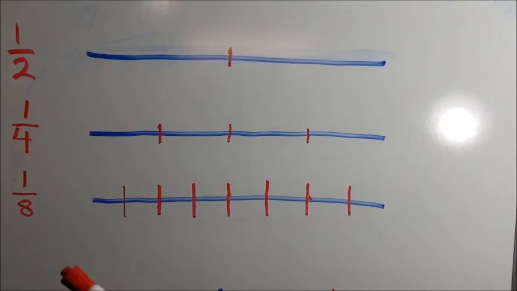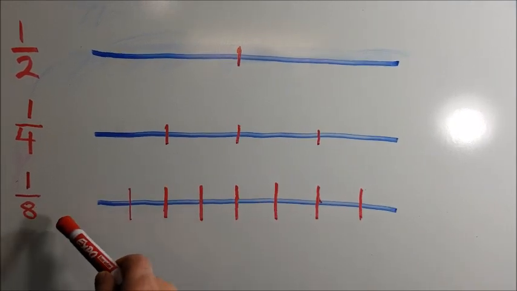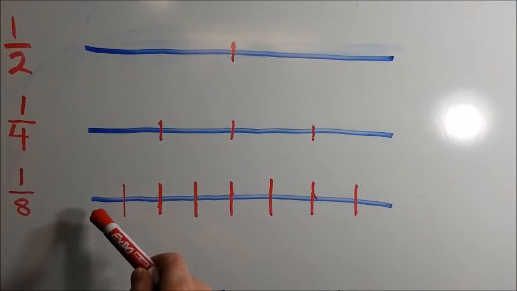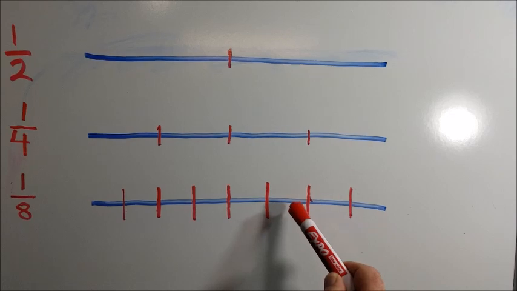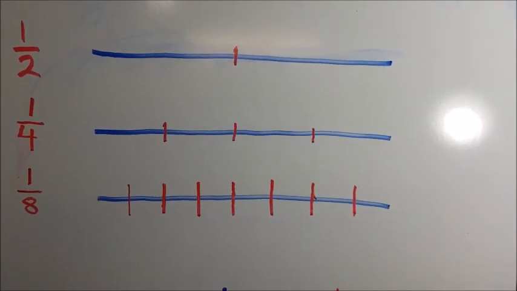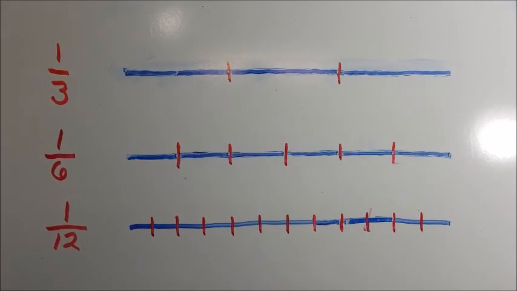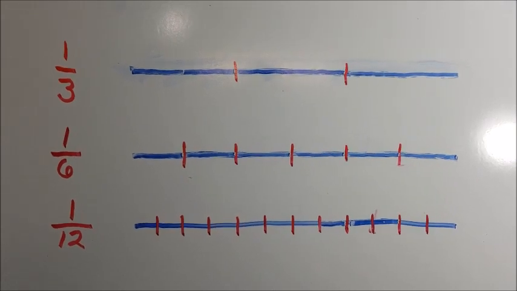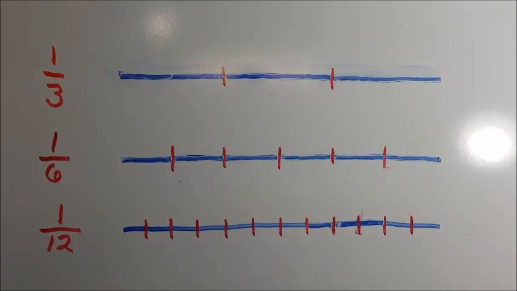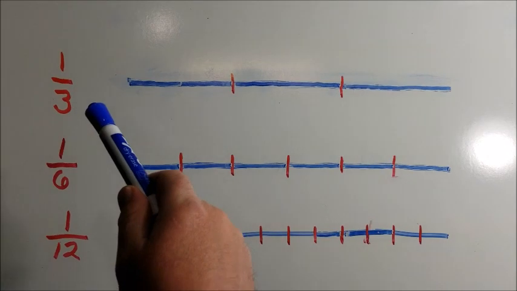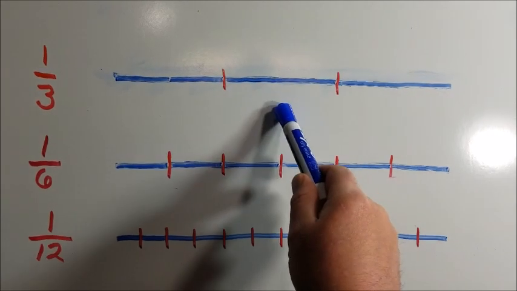If we are asked to make a whole line into eighths, we would make 8 equal pieces. 1, 2, 3, 4, 5, 6, 7, 8. If we are asked to divide a whole line into the unit fraction of thirds, we will make 3 pieces. 1, 2, 3.